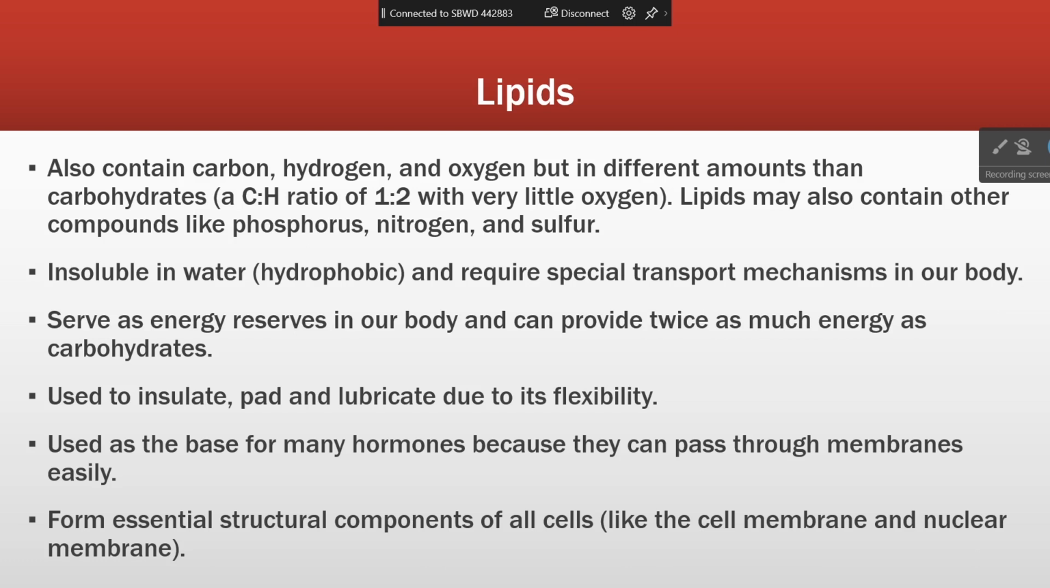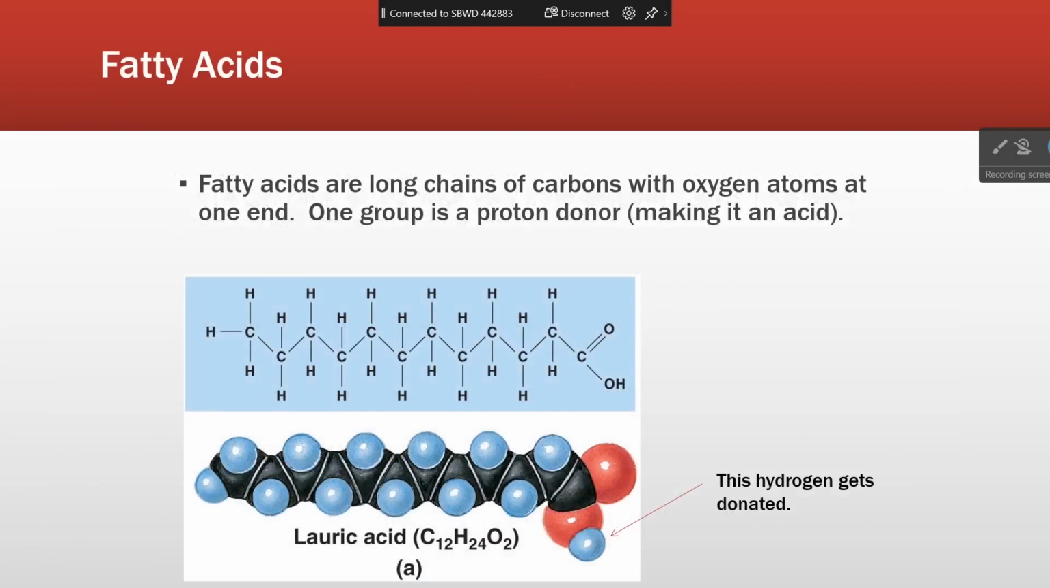And then finally, lipids form essential structural components like the cell membrane and nuclear membrane, which are phospholipids, without which we would not have life as we know it. All right, so that's a fatty acid, a very simple lipid, a long chain of carbons and hydrogens with an oxygen and an OH group at the end.